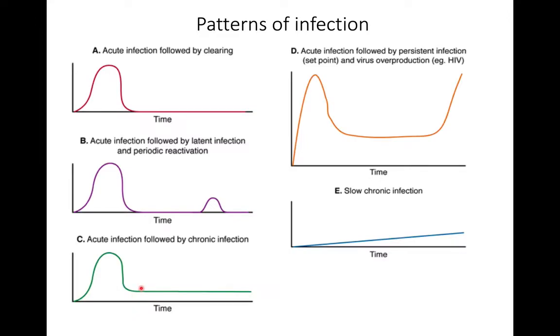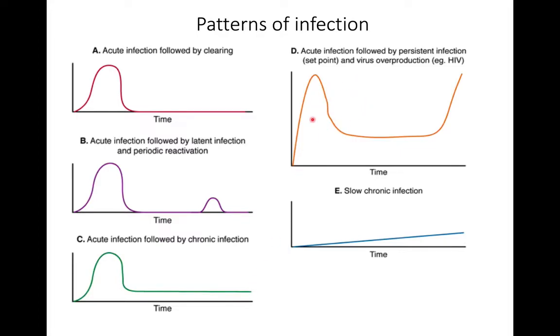C is showing us an acute infection followed by a chronic infection. Again, we have our acute phase where a person's going to be ill, they're making a lot of virus in their body, and then it tanks out. But rather than being cleared, we see a low level of viral replication that can persist for years or even the life of the patient. This would be something we might see with hepatitis B or hepatitis C.